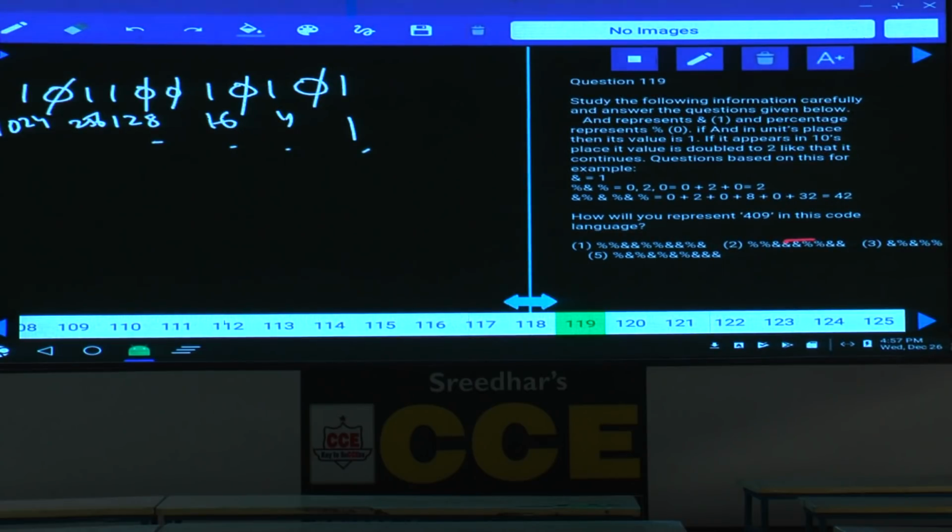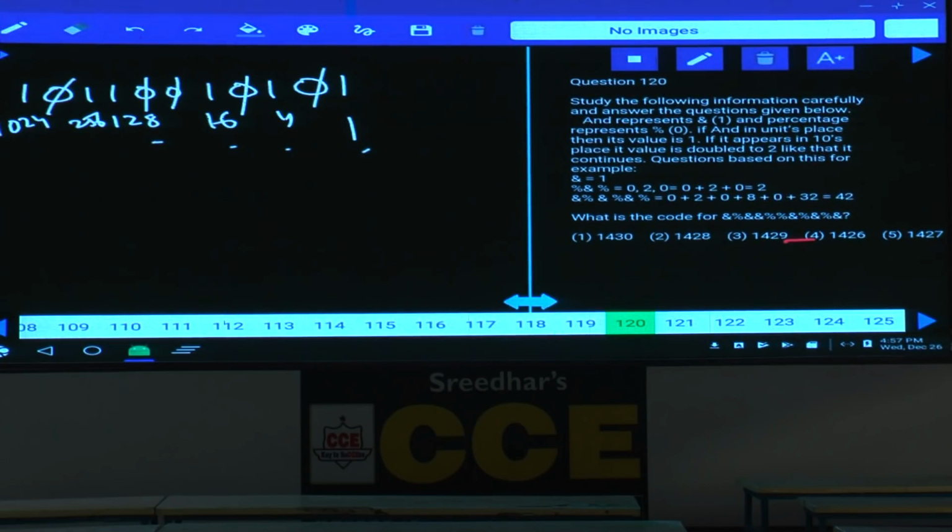Among the given numbers, the last digit is 9. 9 is given only in choice 3. Choice 3 is the answer. 1429 is the answer.